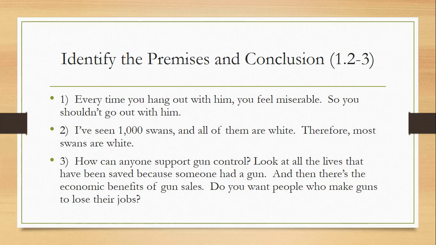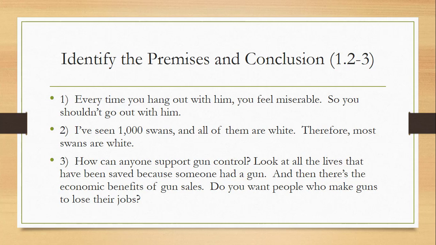Once we find the conclusion, we then look for the premises. And remember, the premises are nothing but those statements that support the conclusion. So what supports the statement that you shouldn't go out with him? Well, it's this: every time you hang out with him, you feel miserable. So that is the premise of the argument.